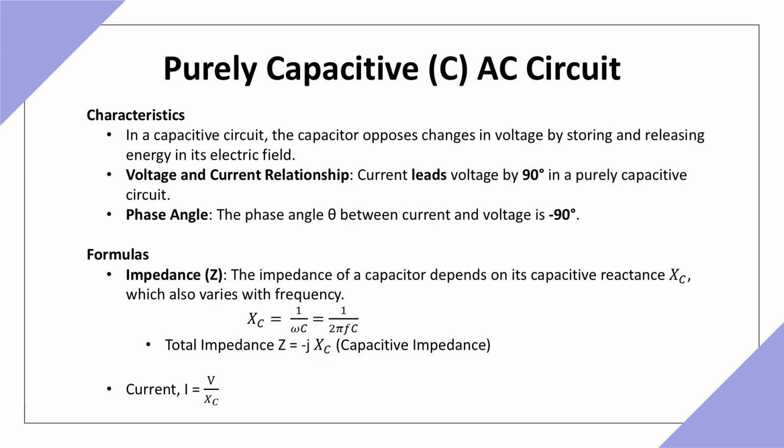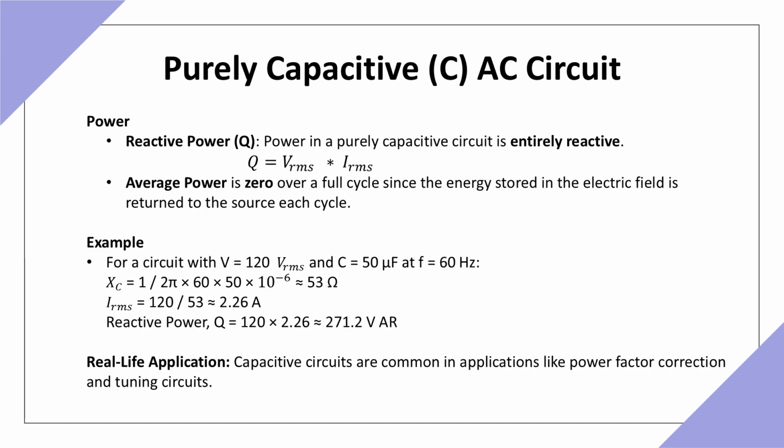In capacitive circuits, current leads voltage by 90 degrees because capacitors resist voltage changes. The impedance is reactive, Z equals minus jXC, where XC equals 1 by 2 pi FC. Reactive power dominates, and average power over a cycle is 0. Capacitors are used for power factor correction and in tuning circuits.